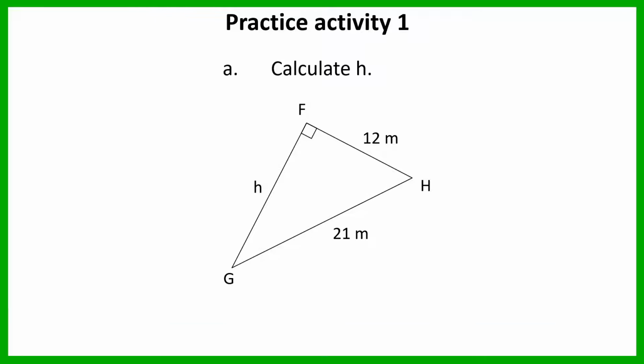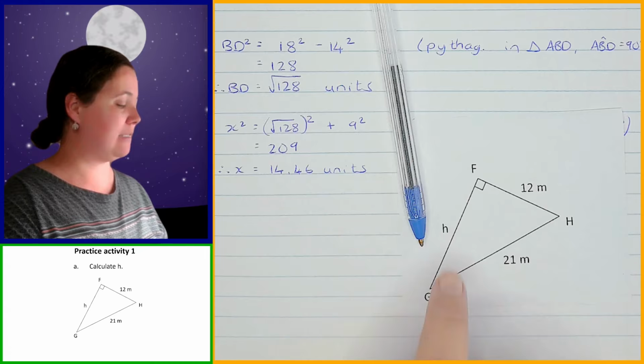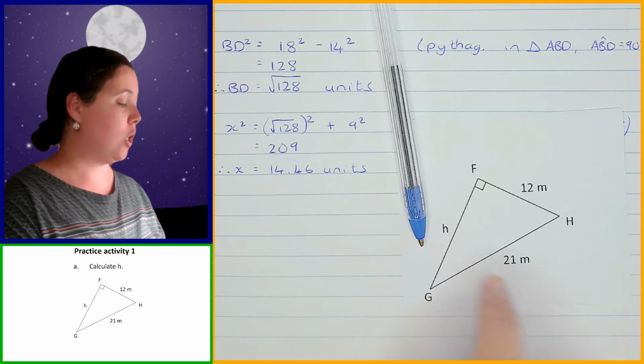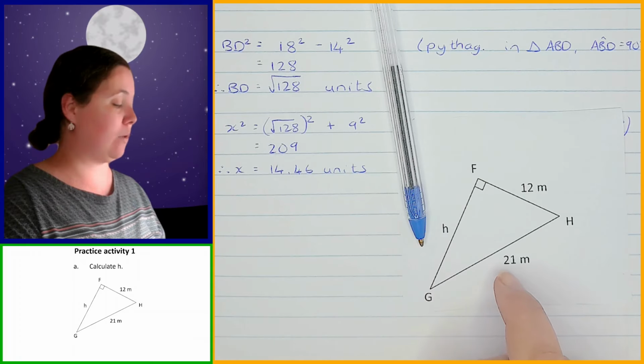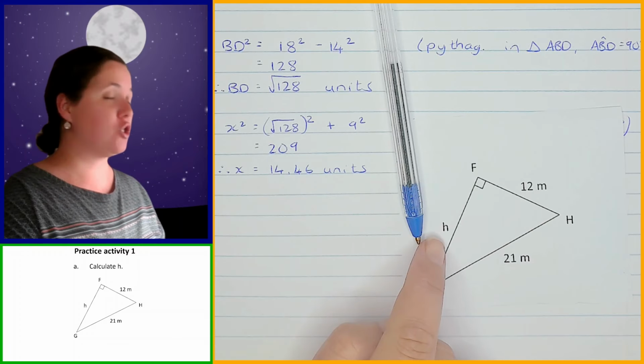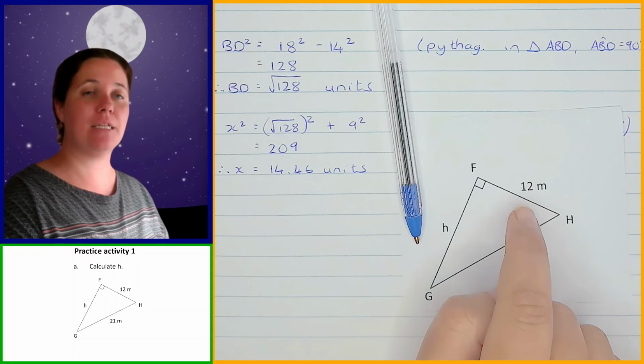Okay, so let's go through that example and see what you should have got. So first you need to look at the diagram and see where h is. H is over here. It is not the hypotenuse. We have the hypotenuse, it's 21 meters. We have the other side of here is 12 meters. We need to work out h. So to work out h, I'm going to take the hypotenuse squared minus the other side squared.